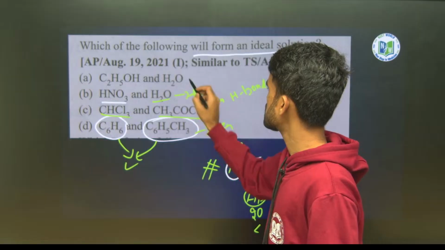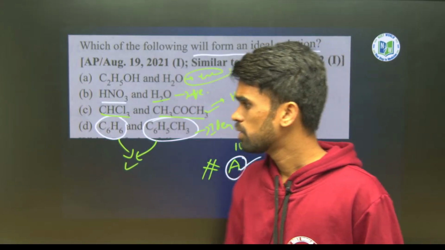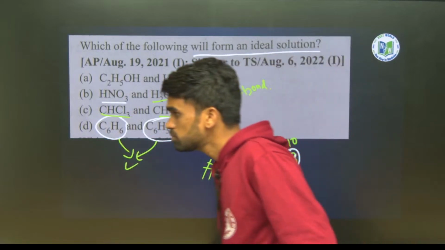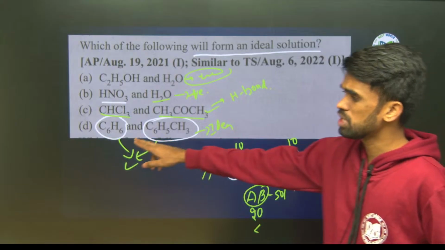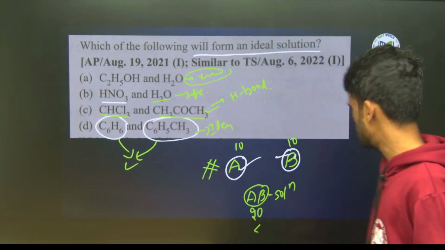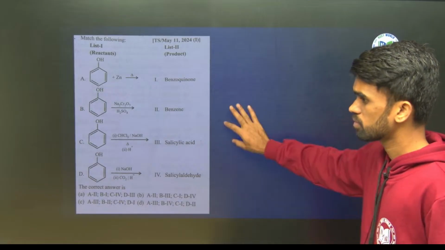So in the first case it will have positive deviation. Like this you should understand. Hope this is clear. Option number D will be your perfect answer for this. Next, can you answer this question?